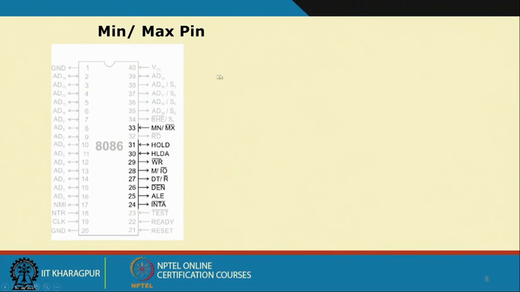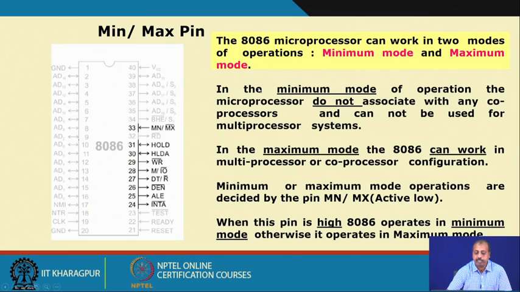Then we have the MN/MX pin. This has two modes of operation. The 8086 processor can operate in minimum mode or in maximum mode. In minimum mode of operation, the microprocessor is not associated with any co-processors and cannot be used for a multiprocessor system. Whereas in maximum mode, it can operate in the multiprocessor mode or the co-processor mode. Minimum or maximum mode can be selected by this MN/MX bar line.